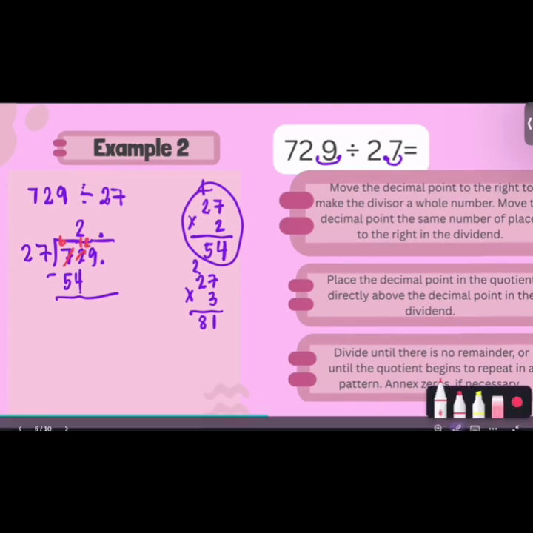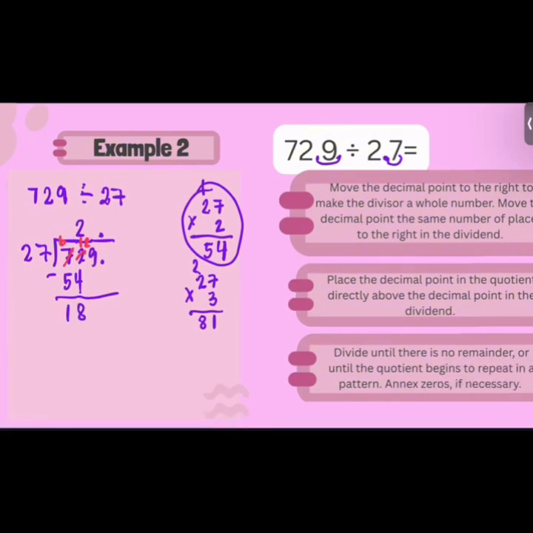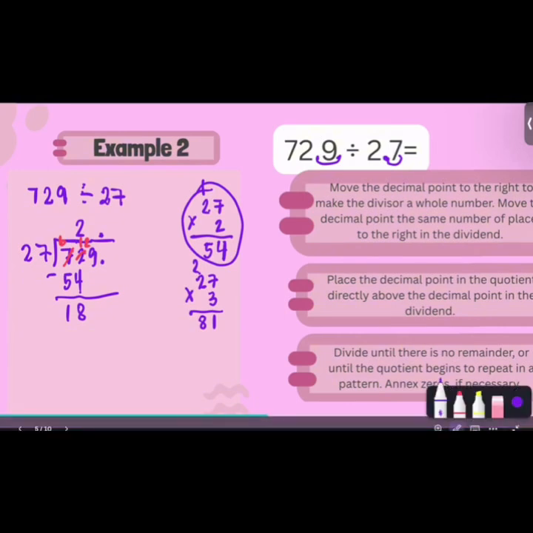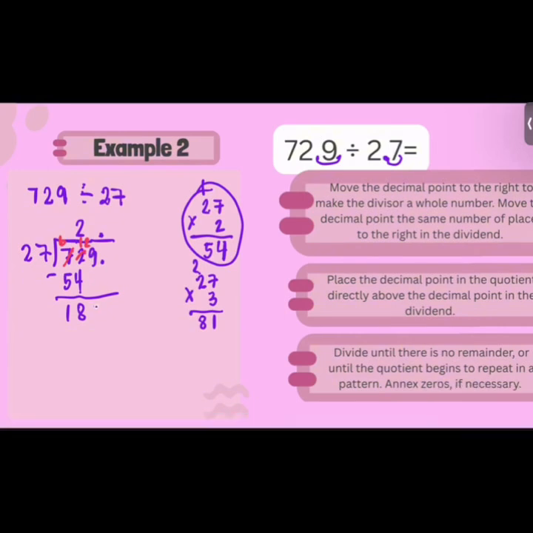So, now we can proceed in subtraction. 12 minus 4, that is equal to 8. And 6 minus 5, that is equal to 1. So, 18. Now, proceed with our division. 18 divided by 27 cannot be. Therefore, we are going to add the next digit, which is 9. Now, let's proceed in division. 189 divided by 27.